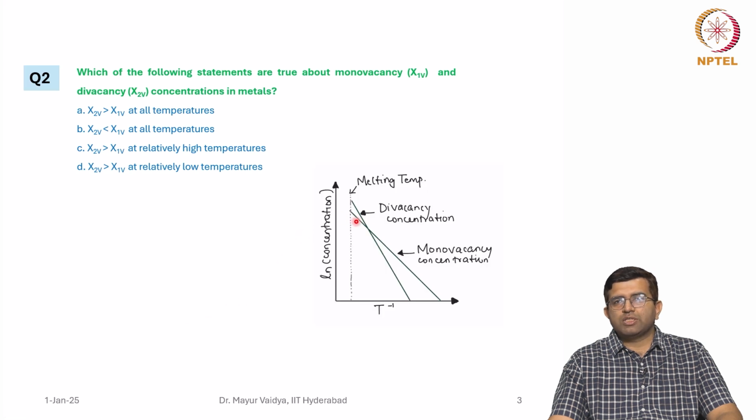We have seen this graph, the log of concentration versus 1 over temperature, and we see that the divacancy concentration dominates at the higher temperature. Remember, it is a T inverse plot. So, these are the regimes of higher temperatures. Therefore, the correct answer is C.